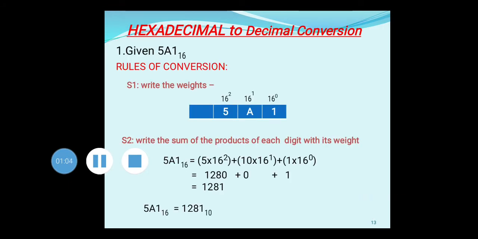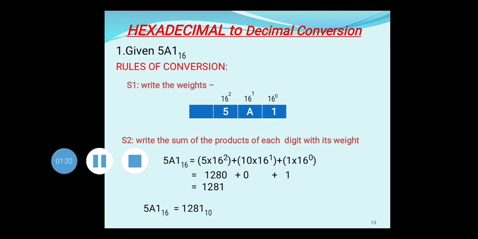As we know, any number can have an integer part and a fractional part. Here the given example has only an integer part. It's a hexadecimal number 5A1. Step 1 is to write down the number as shown. Then above each digit you have to write the weights.